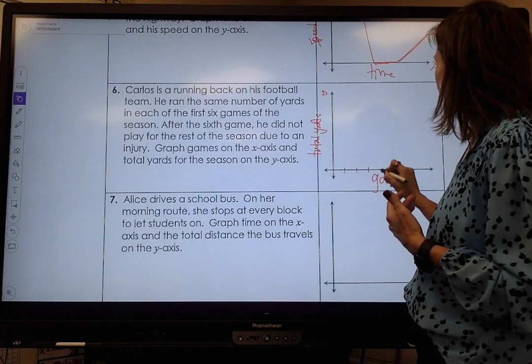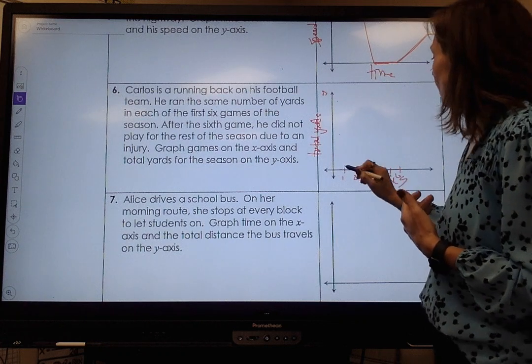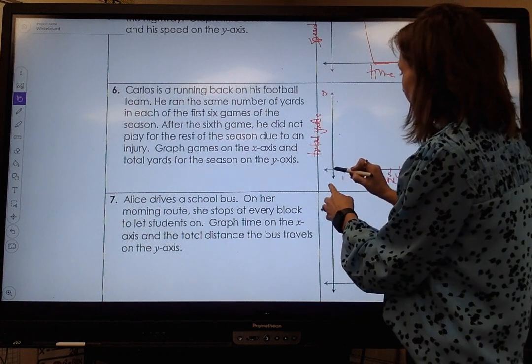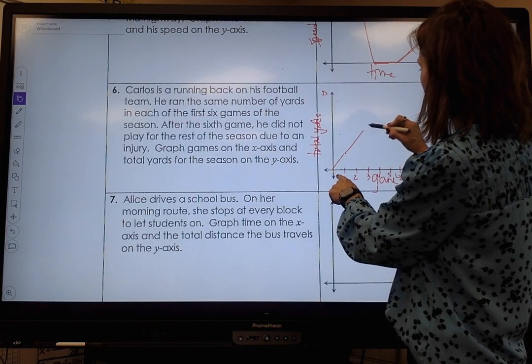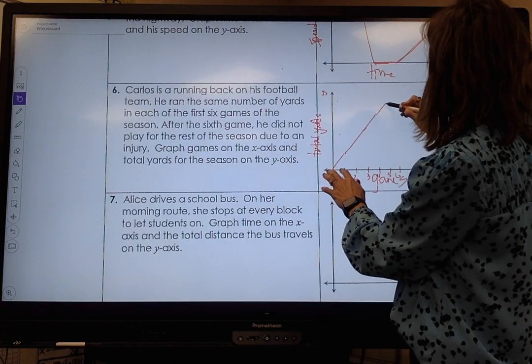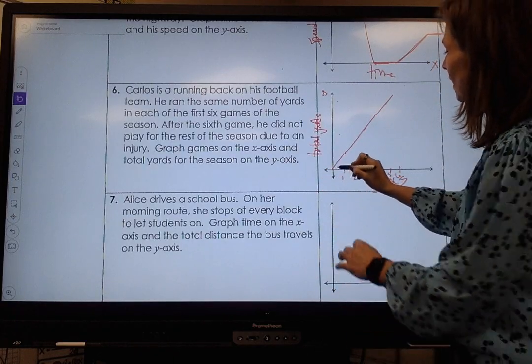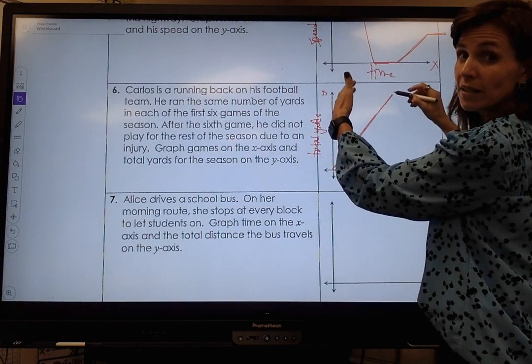1, 2, 3, 4, 5, 6. And let's say he ran 10 yards here, and then he runs another 10 yards, and then 10 yards. 10 yards isn't very much. And then 10 yards, and 10 yards, and 10 yards. So he's getting the same amount of yardage each week, and that accumulates his total yards.